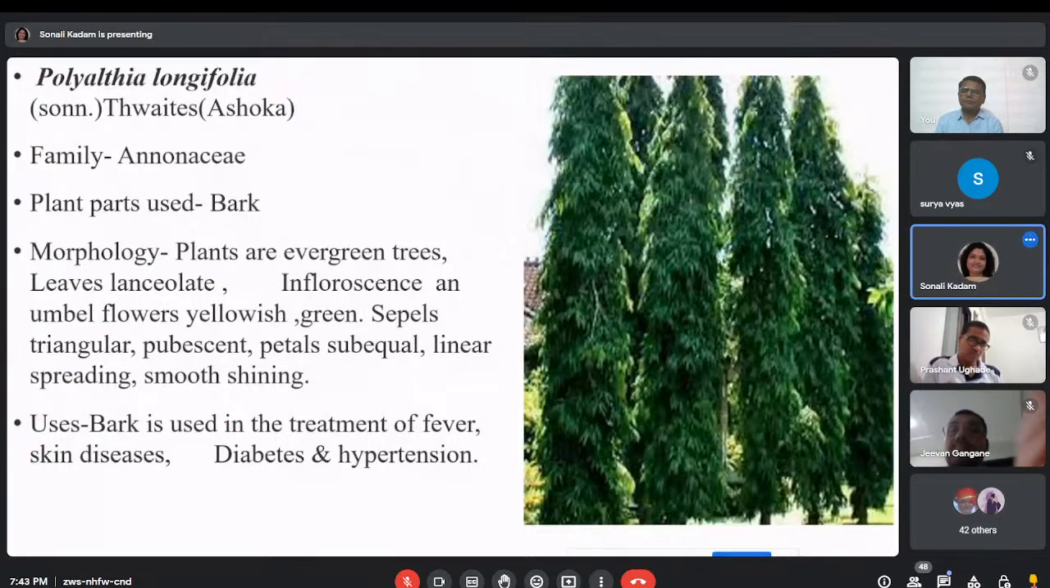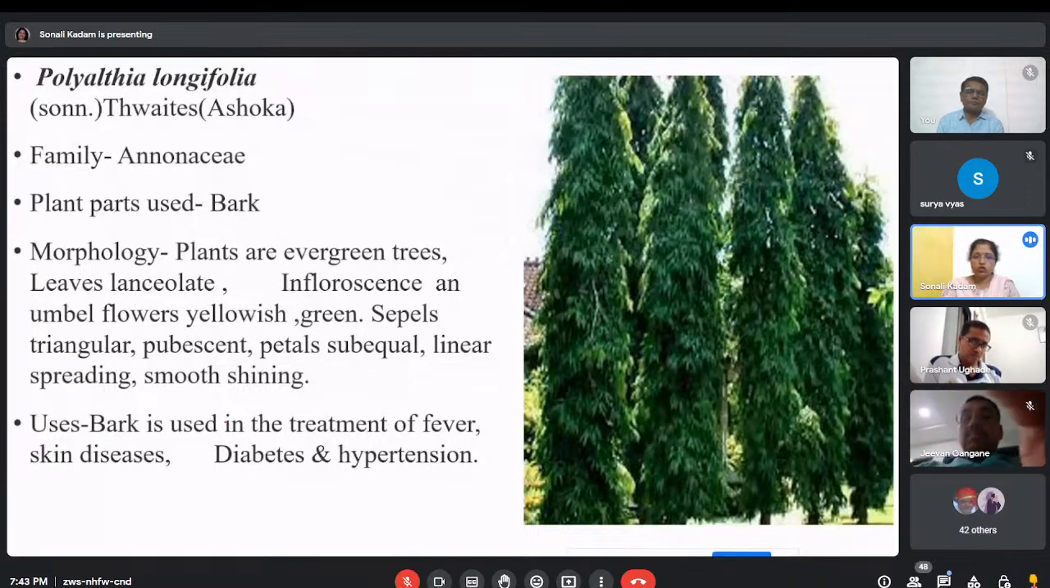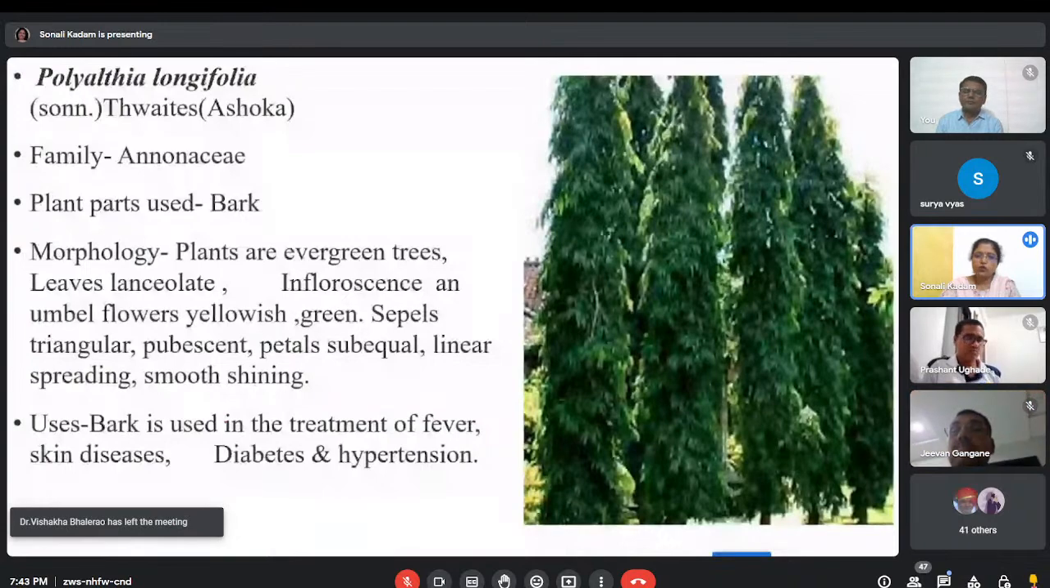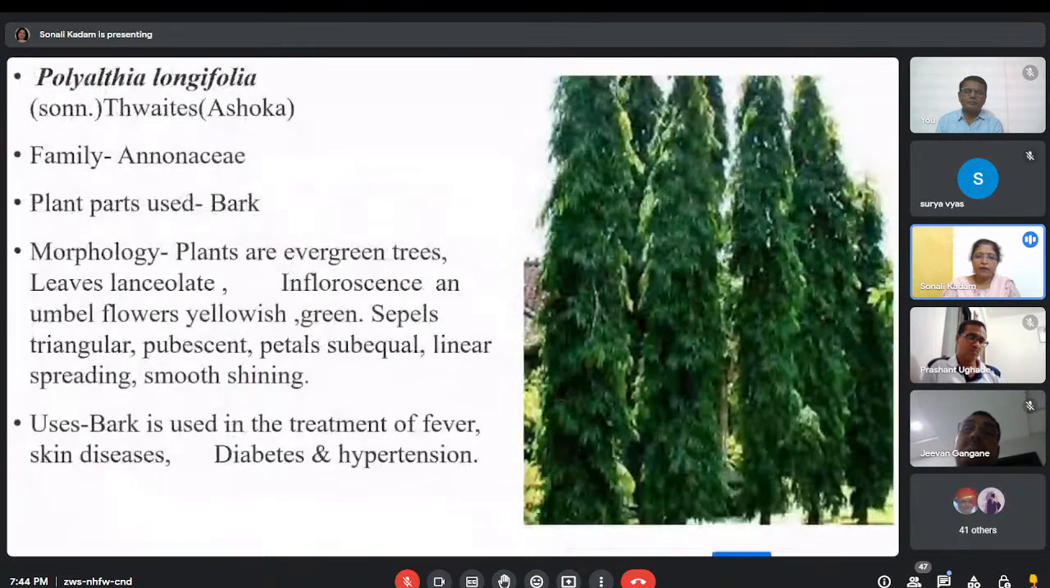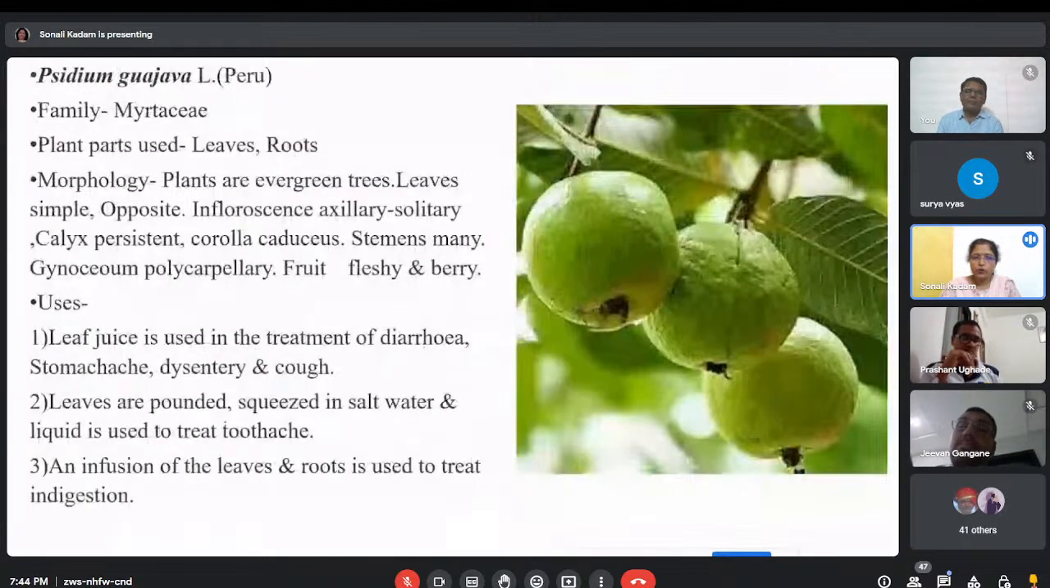False Ashok. Okay, this is not the true Ashok, it is a false Ashok. You can see it has drooping leaves, but the bark is used for fever, diabetes, and hypertension. This is guava or Peru, we call it.